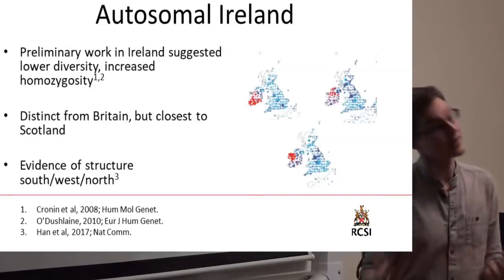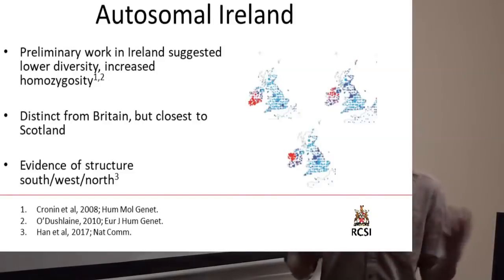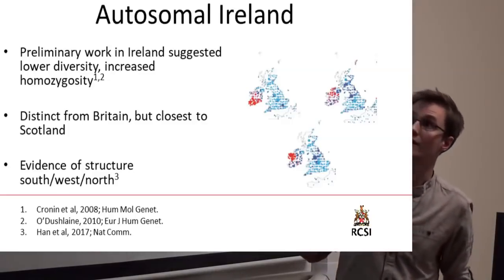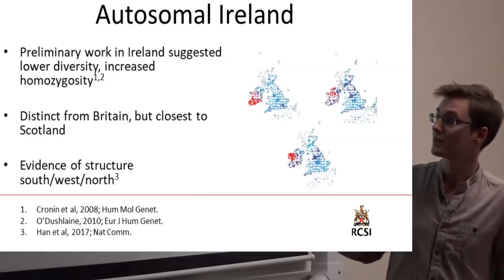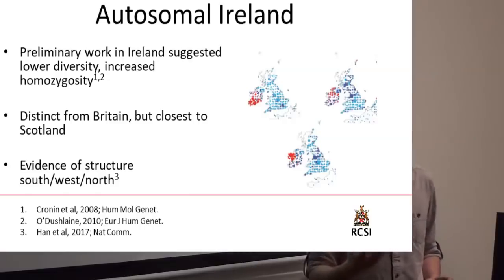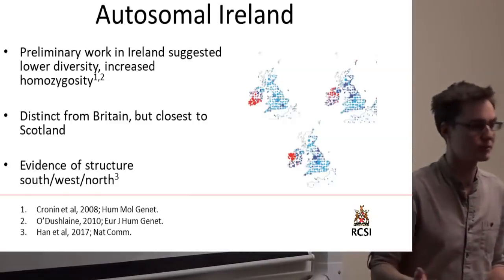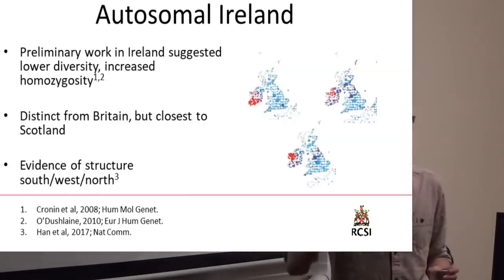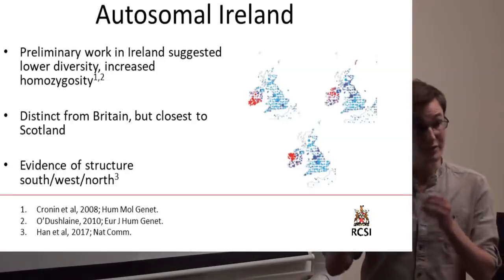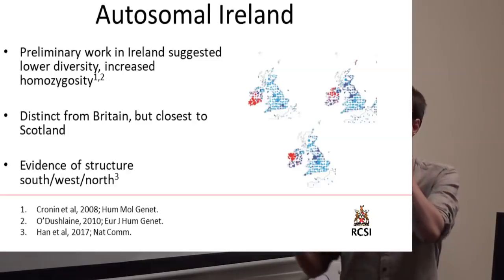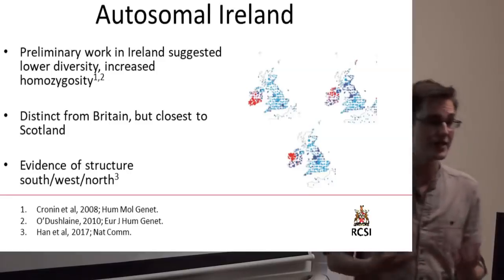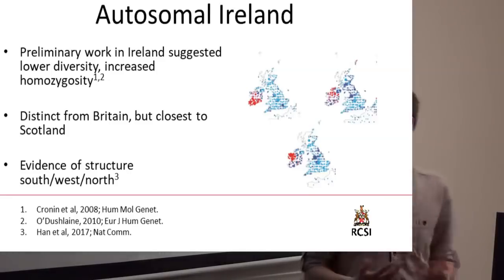So we skip forward another couple of years, and we're now looking at autosomal data within Ireland. Our lab, about eight years ago, did some of this work. The preliminary work in Ireland suggested there was slightly lower genetic diversity in Ireland compared with mainland Europe, which is what you'd expect considering its geographic isolation from Europe. Genetically, Ireland is distinct from Britain, but its closest genetic relatives are from Scotland, which you kind of expect given the history between Ireland and Scotland.